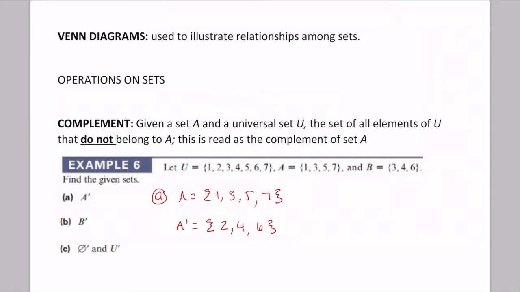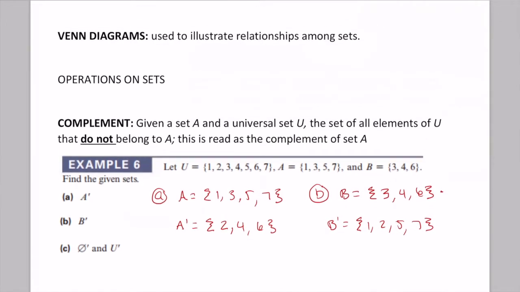B. Again, set B has 3, 4, and 6. So B complement would be 1, 2, 5, and 7, because set B does not contain those elements or members.